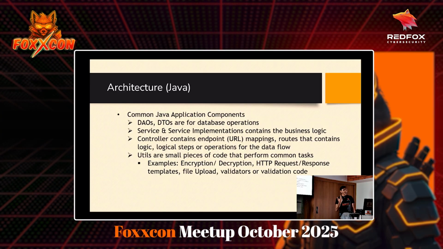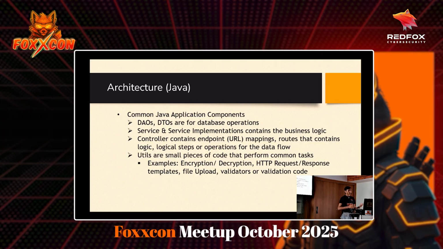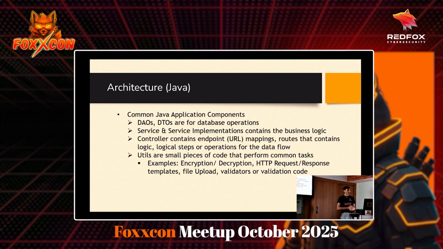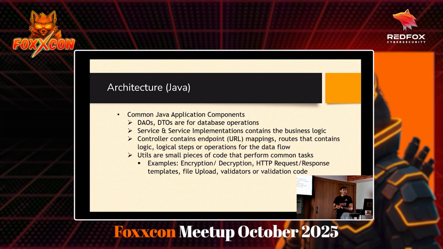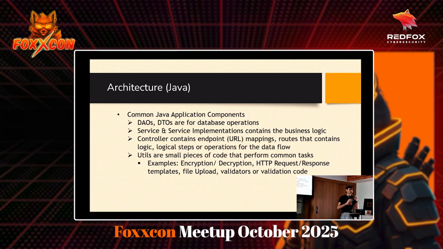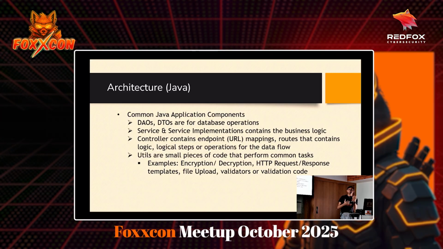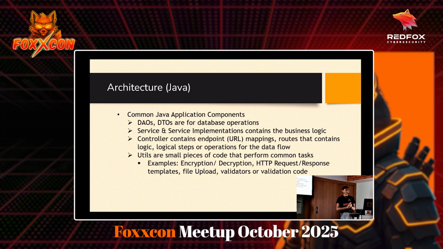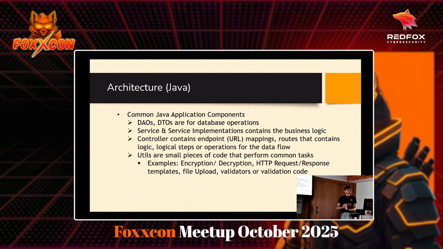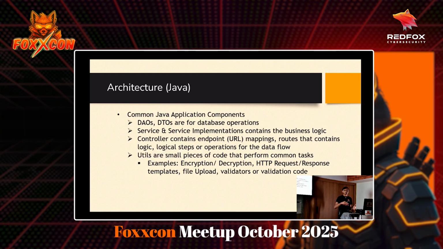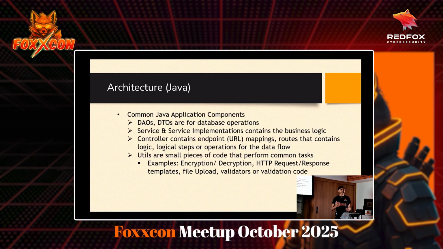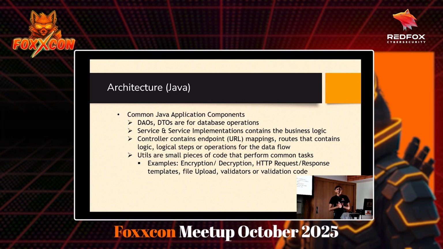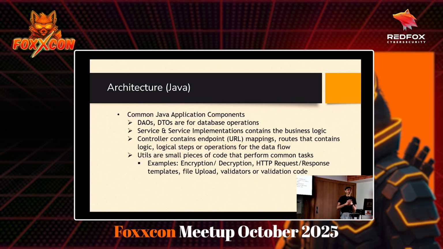Now let's move to the Java-based application architecture. Again, DAO and DTOs are similar, used for database operations. As I mentioned, the controller will have some request mapping. You must have seen code like @GetMapping or something like that. Exactly, those will be in the controller. And then the flow moves to the service and service impl. In the service part, they just define the method, and in the service impl, they implement the actual logic of that method.